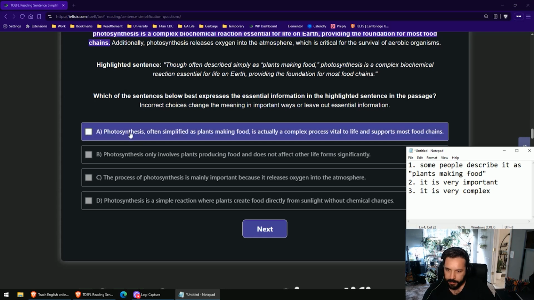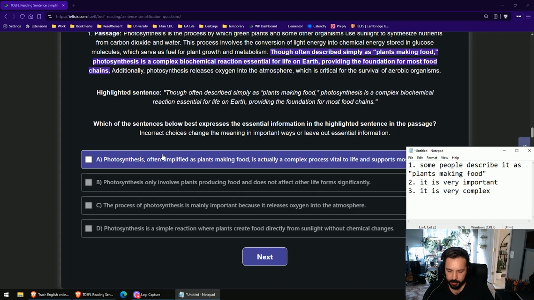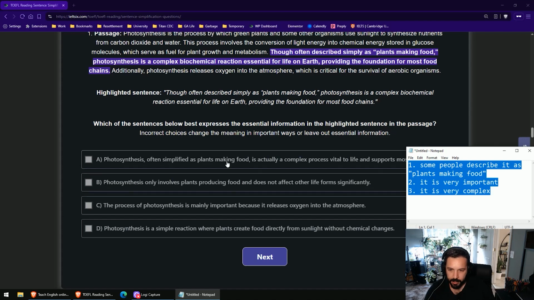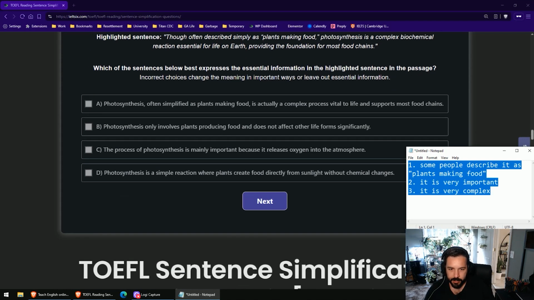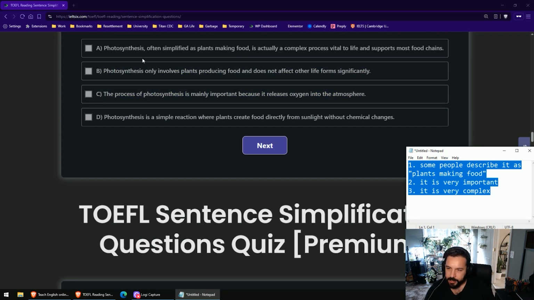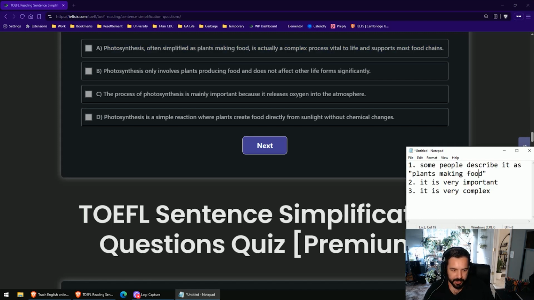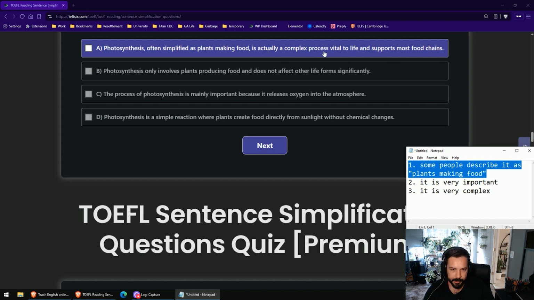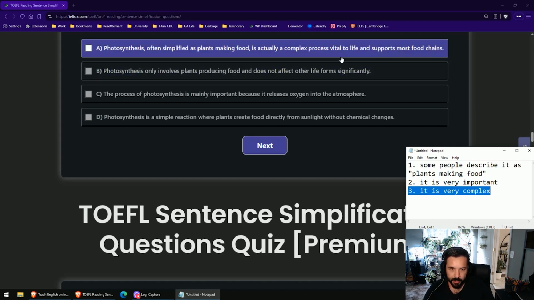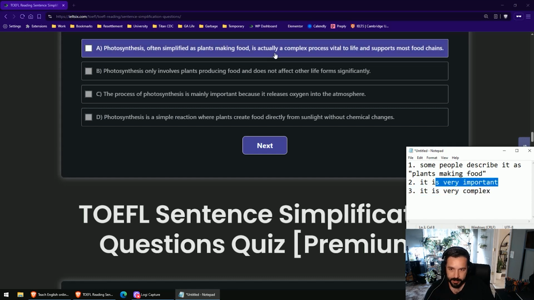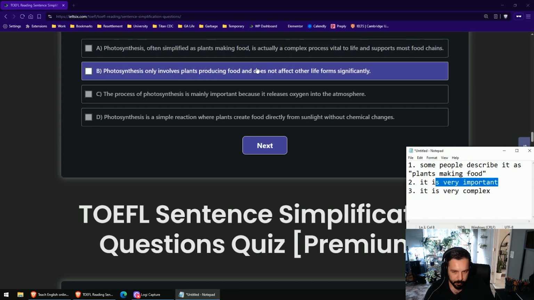Now let's see. When you come to the options, again, I recommend not reading the options before you summarize the sentence for yourself. This keeps it simple and it doesn't confuse you with too much information. Photosynthesis, often simplified as plants making food. So yes, that part is correct. This is number 1. It's actually a complex process. Okay, that's also true. Vital to life and supports most food chains. Okay, so that's it. That includes everything that we need, 100%.